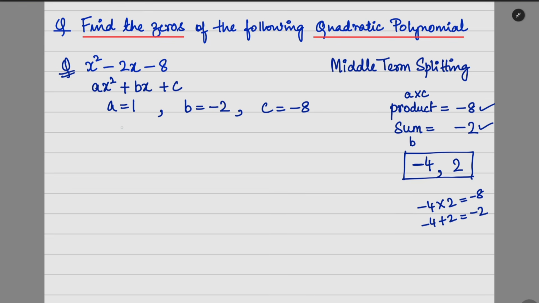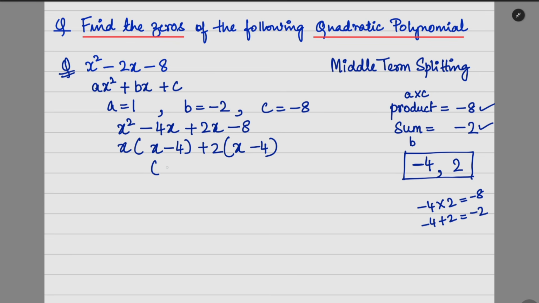Now let's do it. From the given question you have x square. This middle term you have to split. You can write it like this: instead of minus 2x, I will write minus 4x plus 2x minus 8. This is the given question. Take x common out: x into x minus 4, plus 2. Again from the third and the fourth term take 2 common: x minus 4. So now the factors will be x minus 4 into x plus 2.